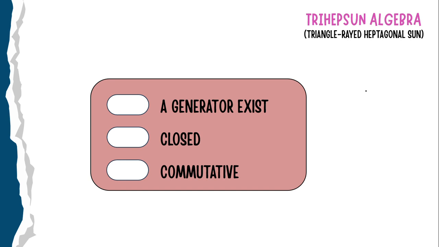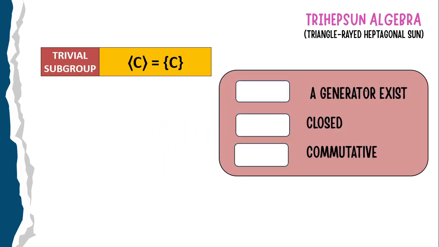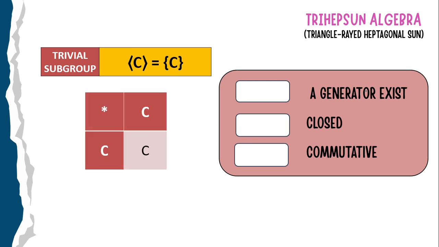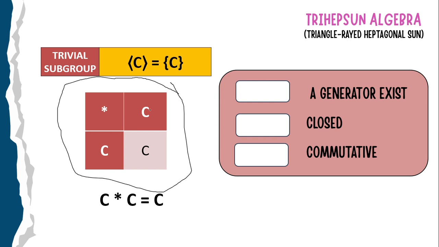In order for us to say that it is a cyclic subgroup, it must satisfy these three conditions. Number one, a generator exists; it is closed; and it must be commutative. So for trivial subgroup C, element C generates C. So we have here our table. As we can see here, C star C is equal to C. Looking at our table, C is the only element being operated.